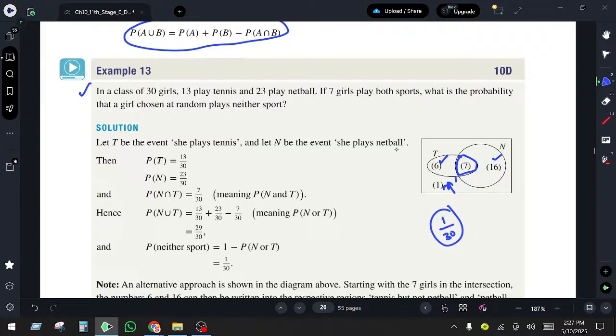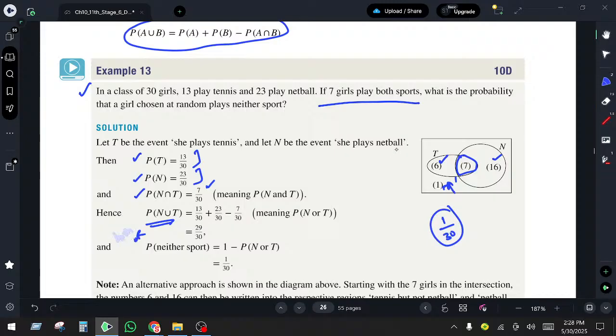Let T be tennis. How many players are playing tennis? 13, so 13 by 30. For netball, 23 by 30. For both, they are playing both, 7 by 30. These are the probabilities you have to remember. Now A union B, who are playing either or both games. Union means or, either tennis or netball.